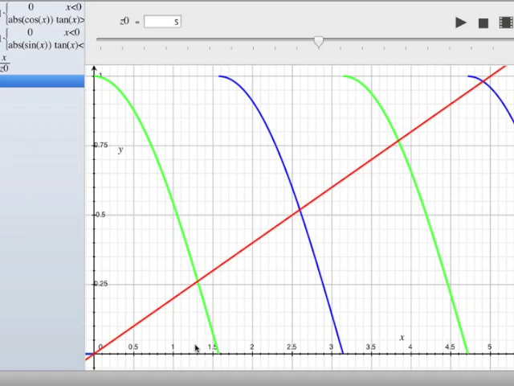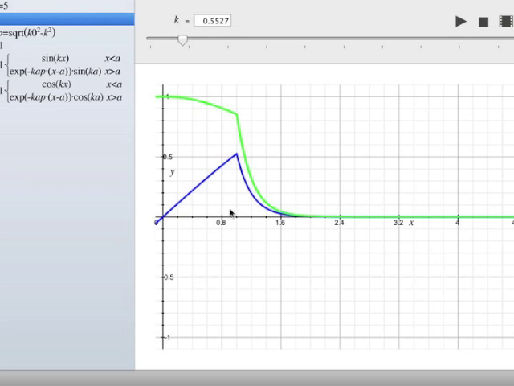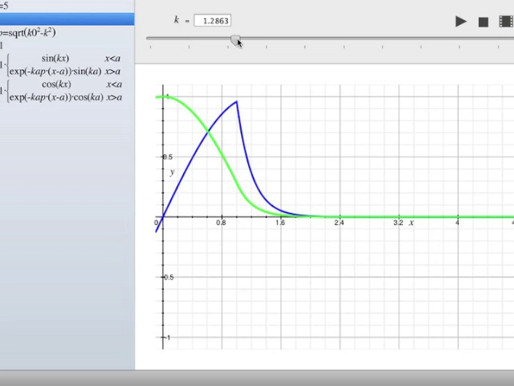So it looks like the first solution is right about here, which, if I'm reading correctly, is about 1.3. So if I pop back over to this side and I dial the k value to 1.3, you'll notice that that's exactly the point where the kink in the slope between the cosine on the inside and the exponential on the outside disappears.